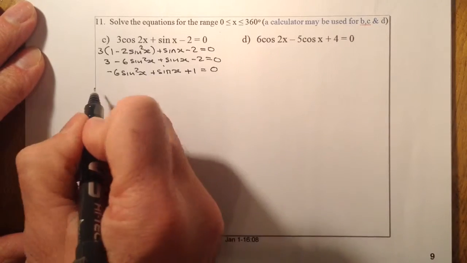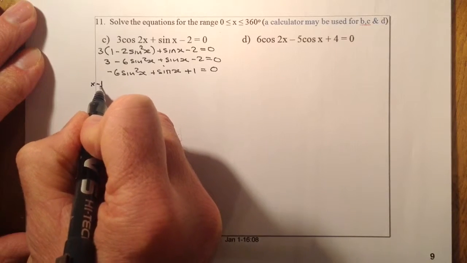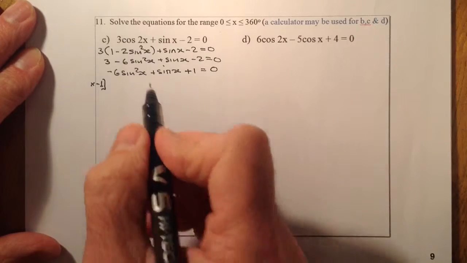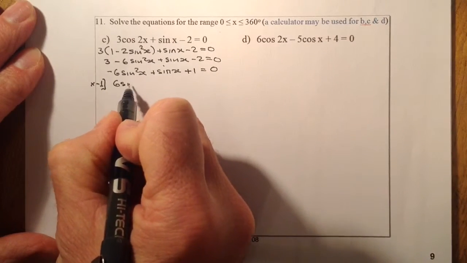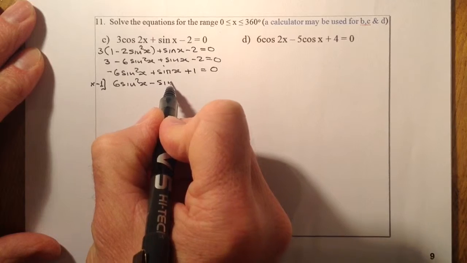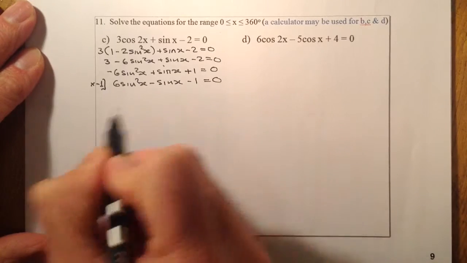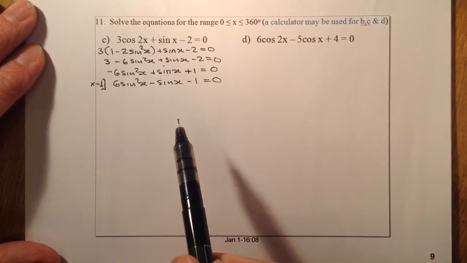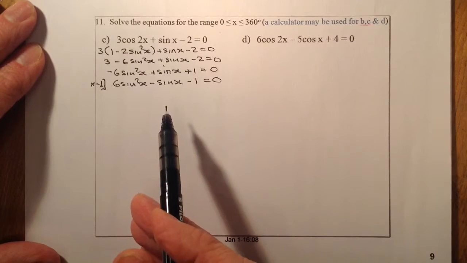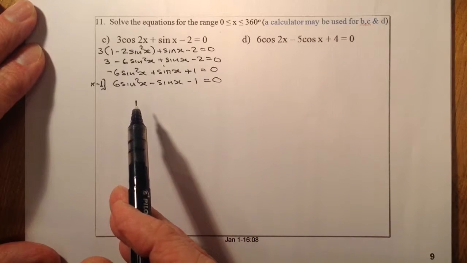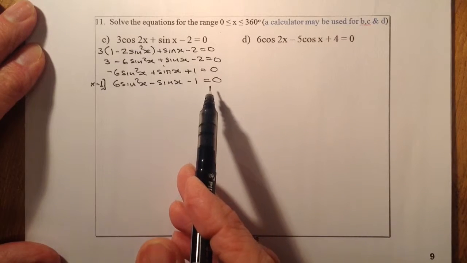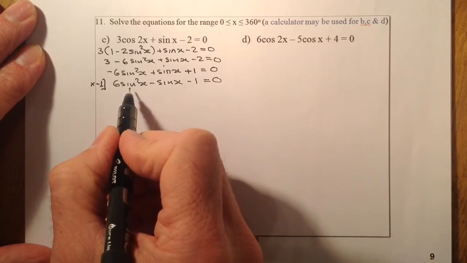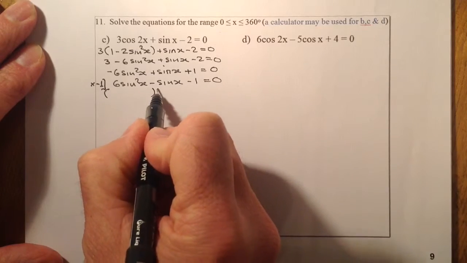To make it easier for myself, I'm going to multiply throughout by minus 1. That gets rid of the minus sign at the front, but it changes all the signs as I go along. So I've got 6 sine squared x minus sine x minus 1 equals 0. Similar to what I was doing in parts A and B, but this one's a bit more complex. I'm going to factorise the trinomial at the top here. We're not taking out a common factor, because it's not a common factor, it's a trinomial, and we'll put it into 2 brackets.